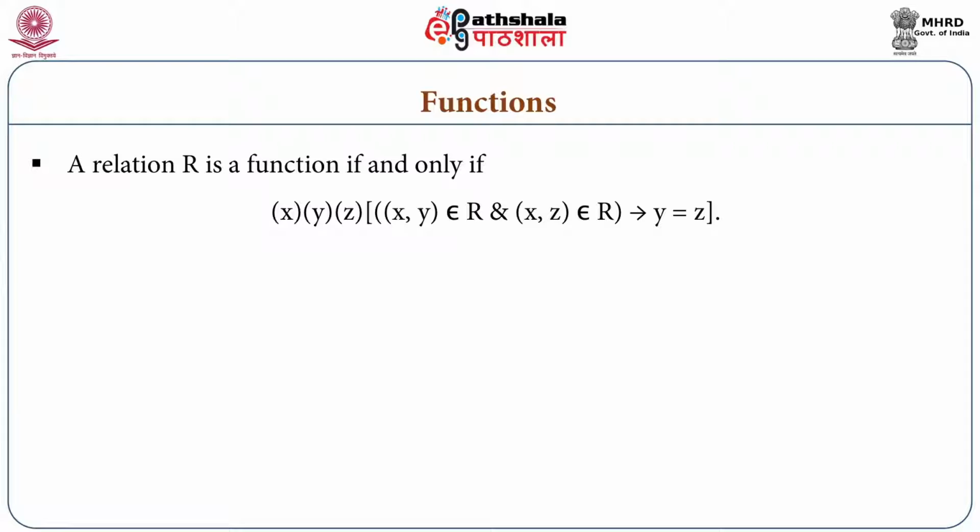Let us look at the technical definition before we proceed. A relation R is a function if and only if for all x, y, z, such that xy is in R, and also xz is in R, then y is equal to z. Notice, keep looking at the screen. Notice that y and z are the second element of the ordered pair. X in both occurrences is the first element of the ordered pair.